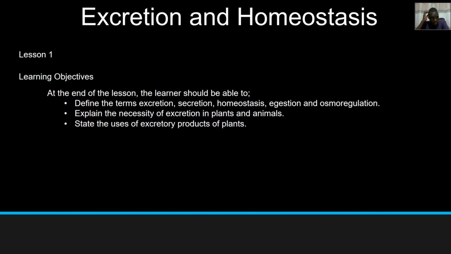These are my learning objectives I expect from you learners. At the end of this lesson, I expect the learner to be able to define the terms excretion, secretion, homeostasis, egestion, and osmoregulation. I also expect you to give the necessity of excretion in plants and animals, and also to state the use of excretory products of plants.